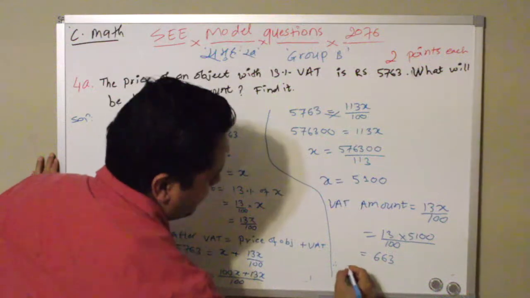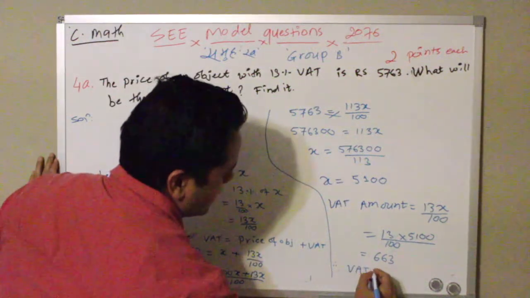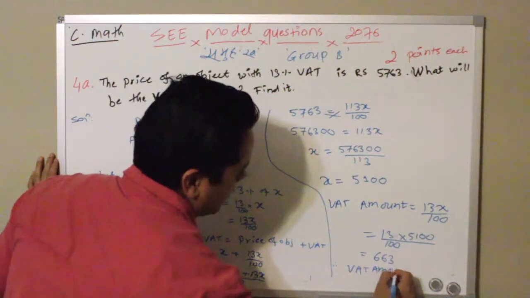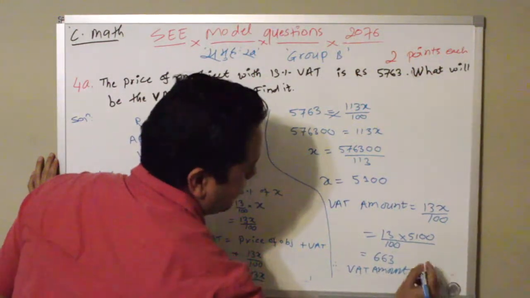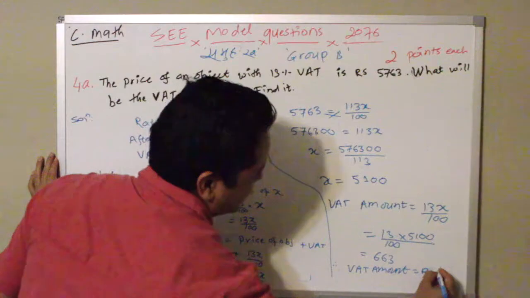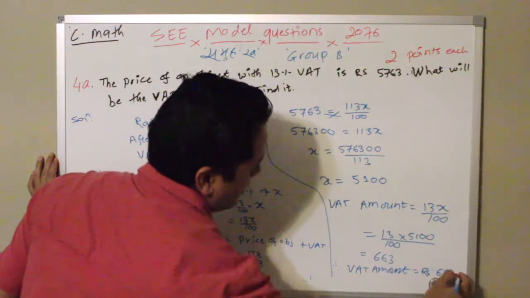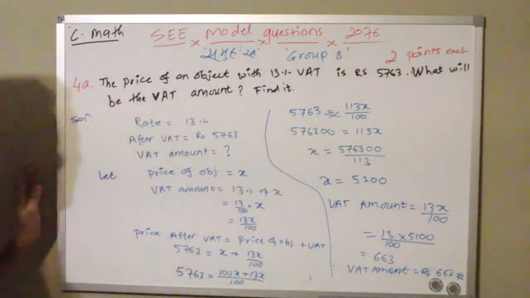Therefore, that amount equals 663 rupees. You may have to write down the units. That is your answer. See what I did?